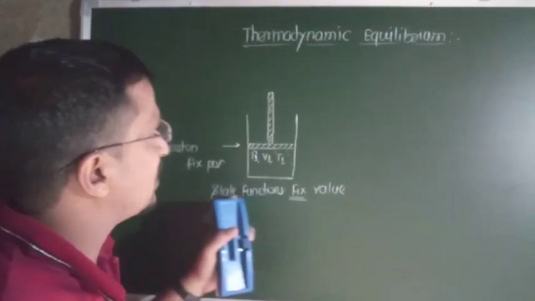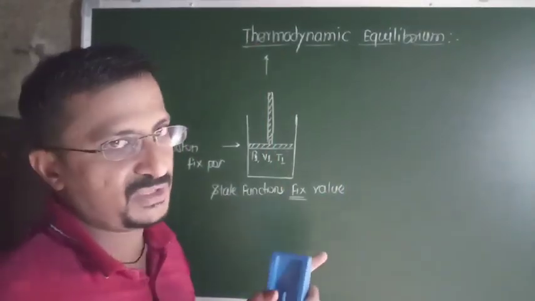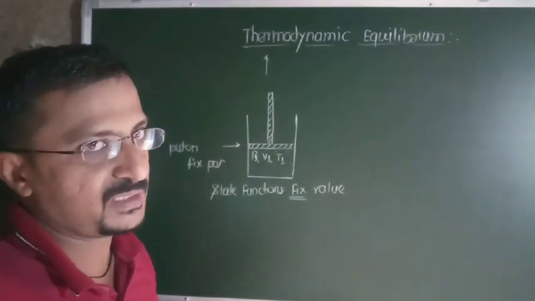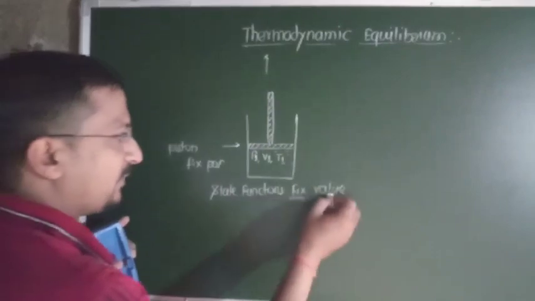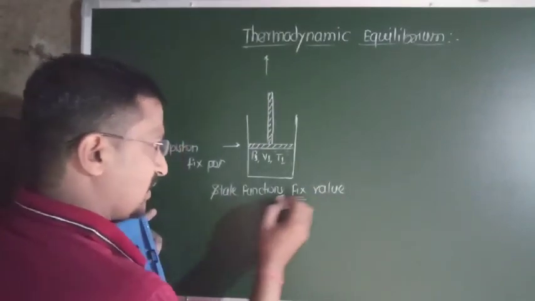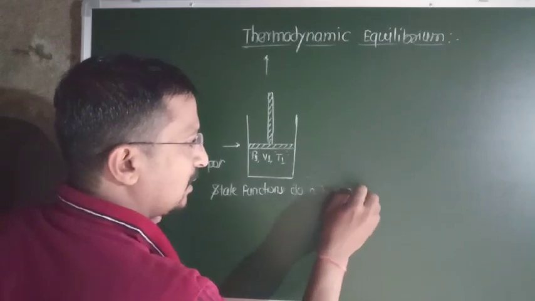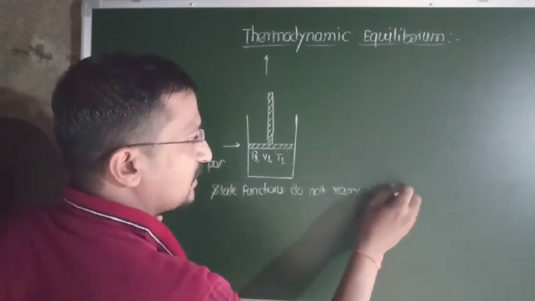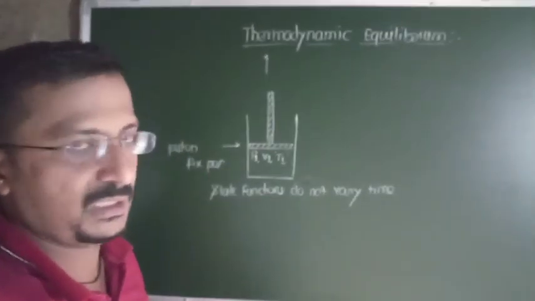Such a state of the system we call thermodynamic equilibrium. That is, we say that the system is said to be under thermodynamic equilibrium if the state functions do not vary with time. If state functions do not vary with time, then we say that the system is under thermodynamic equilibrium.